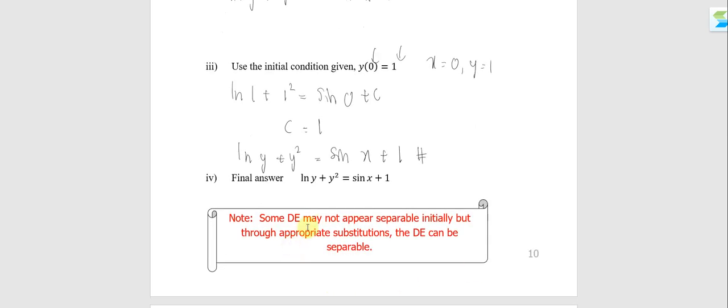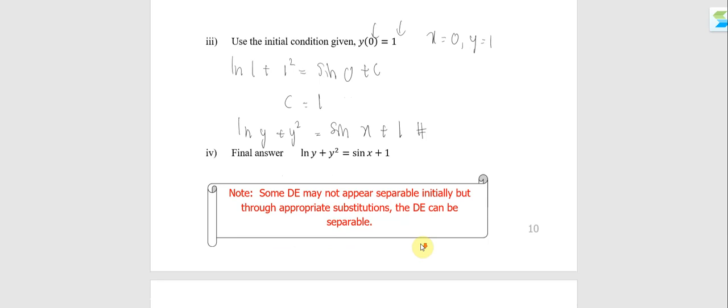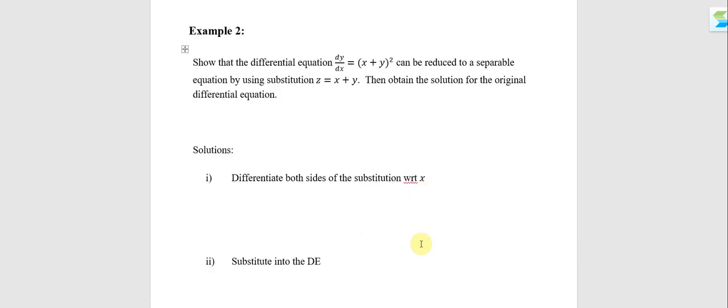Okay, note that some DEs may not appear separable initially. Okay, from the equation you cannot see that it can be separated, but through appropriate substitution the DE can be separated. Okay. Example 2. Okay, show that the differential equation can be reduced to a separable equation by using the substitution z equals x plus y. Okay, then obtain the solution for the original DE.